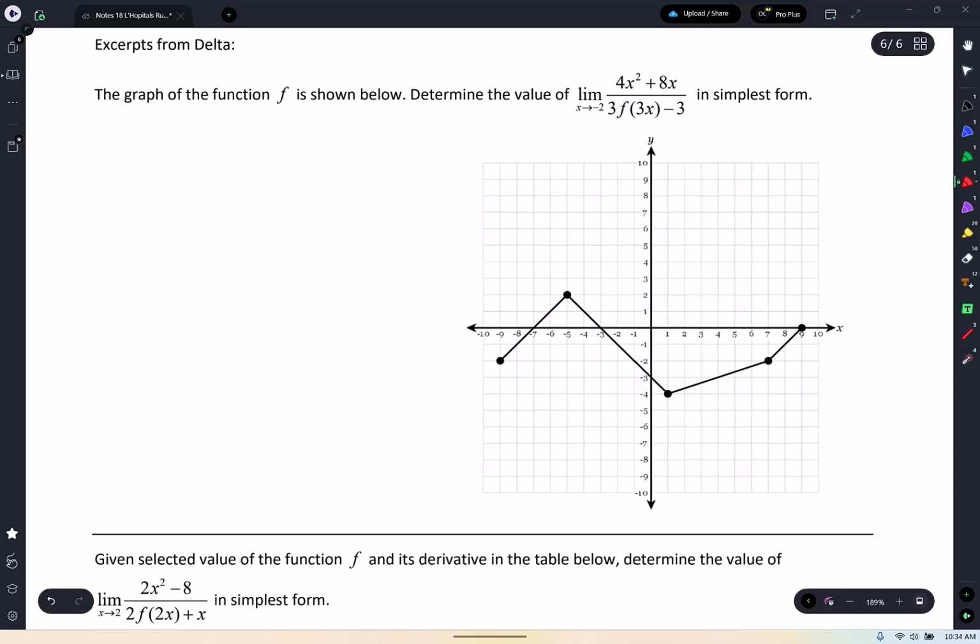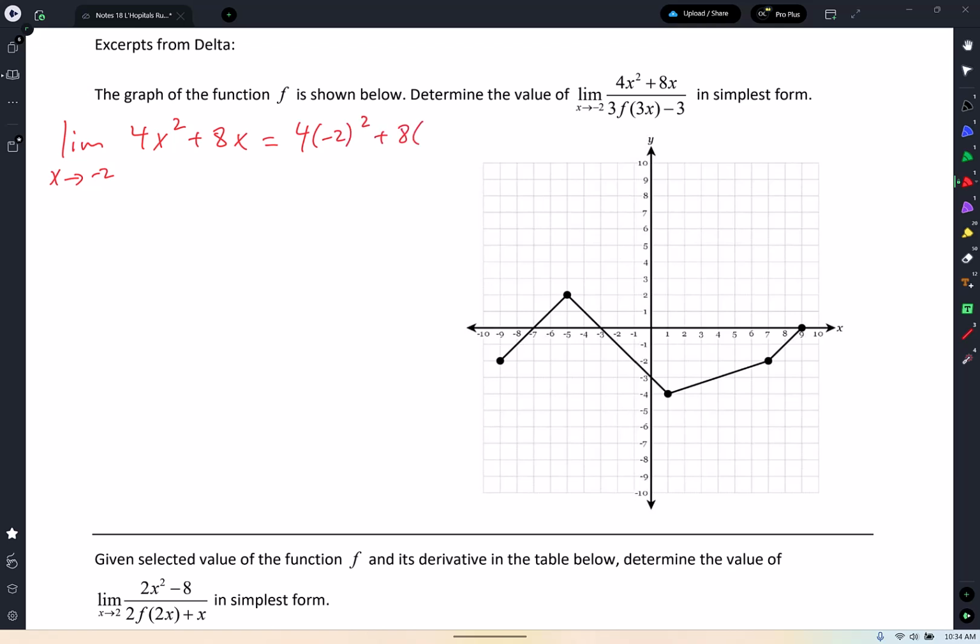Look, now these are just coming from Delta. This is what you're going to see today. The graph of the function f is shown below. Determine the value of the limit in simplest form. Okay, get in the habit of doing this: break up the numerator and denominator. Limit as x approaches negative 2 of 4x squared plus 8x equals 4 times negative 2 squared plus 8 times negative 2. Don't worry, I'm slowing down. Negative 2 squared is 4. 4 times 4 is 16, minus 16. So I got a 0 for the numerator.